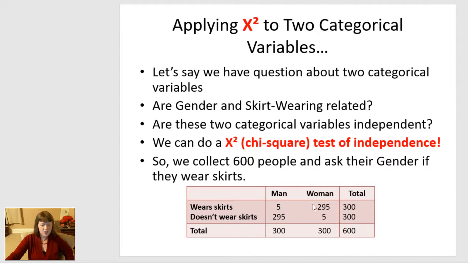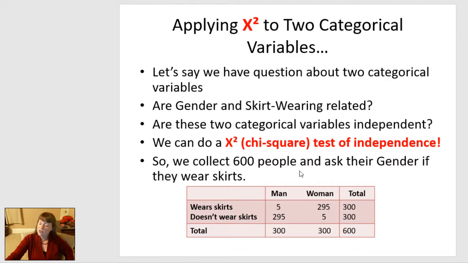5 men wear skirts. 295 women wear skirts for a total of 300 people who wear skirts. 295 men don't wear skirts. 5 women don't wear skirts for a total of 300 people who don't wear skirts. These are called the marginal frequencies, where you're only keeping track of one category. These are the columns, and these are the rows. I put gender along the columns, and I put skirt wearing along the rows.